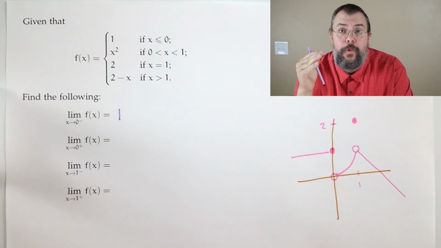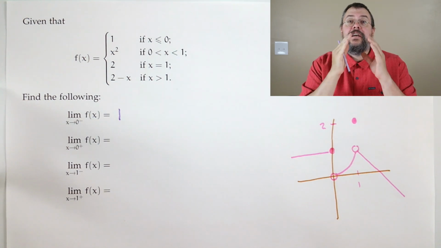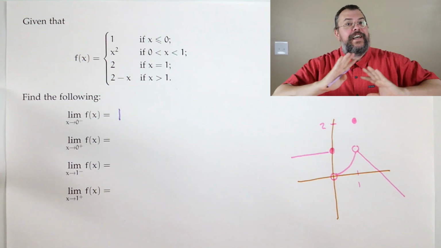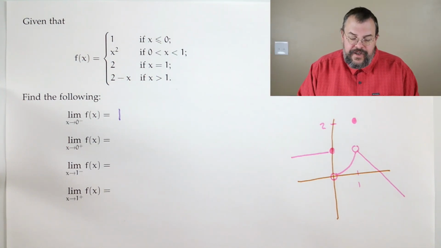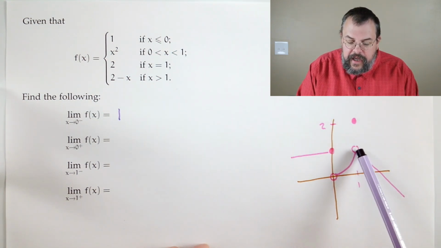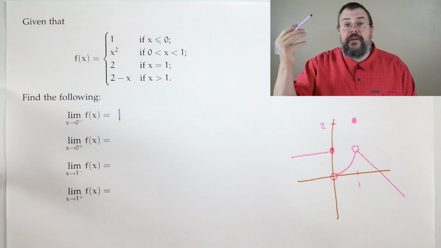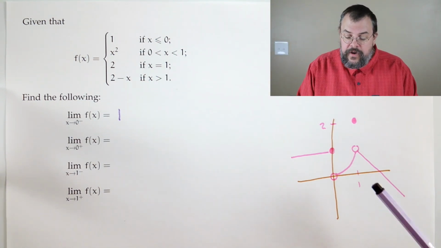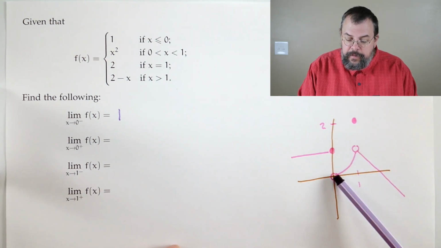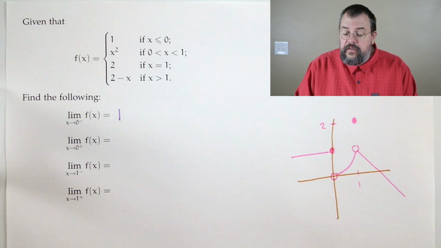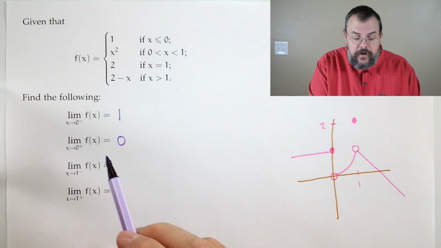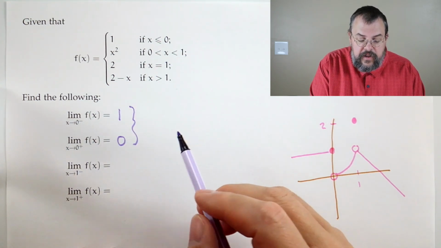The answer is, when we're taking limits, we care about what's happening nearby. We don't care what happens far away. And far away is any measurable amount. So I don't really care about this 2 minus x. I don't care about this 2. I care about the x squared, because that's the behavior nearby 0. So when I look at this, I say, well, the x squared, what's it doing as I come in towards 0 from above? The answer is it's approaching 0. So that's 0.